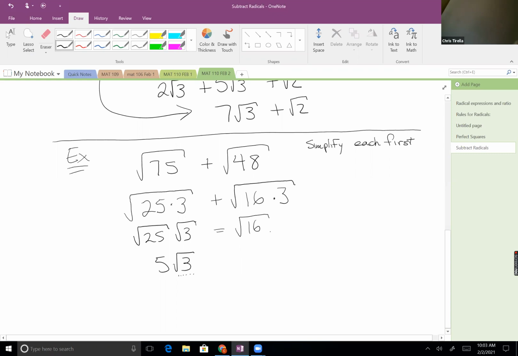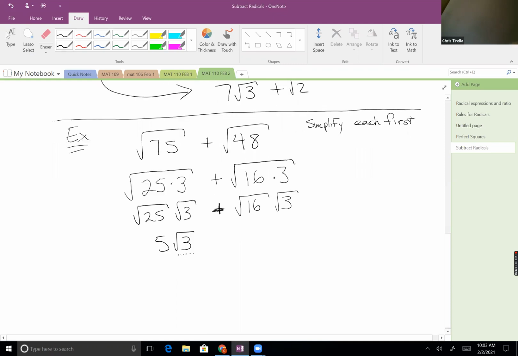Doesn't always work that way, but if you're not sure what goes in there evenly, try taking that radicand and dividing it into the other one. So that gives me 5 radical 3 plus 4 radical 3. Now they're like, and I can add them, and my final answer is 9 radical 3.